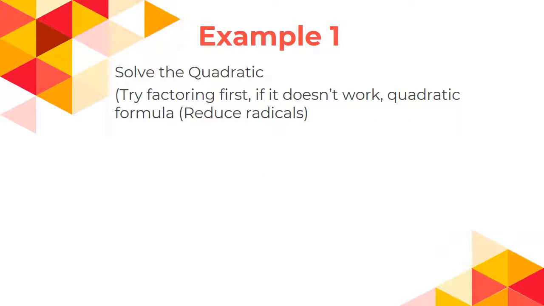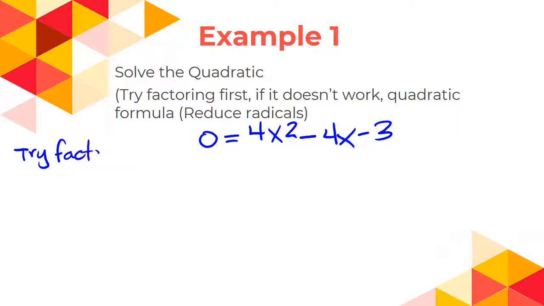The last piece is going to be to solve the quadratic. So what that means is my quadratic is equal to 0. And I want to solve to find out what does x equal when y is 0. So my first option is always to try factoring. So we've got previous review videos on factoring if you need to look back at those for more details.